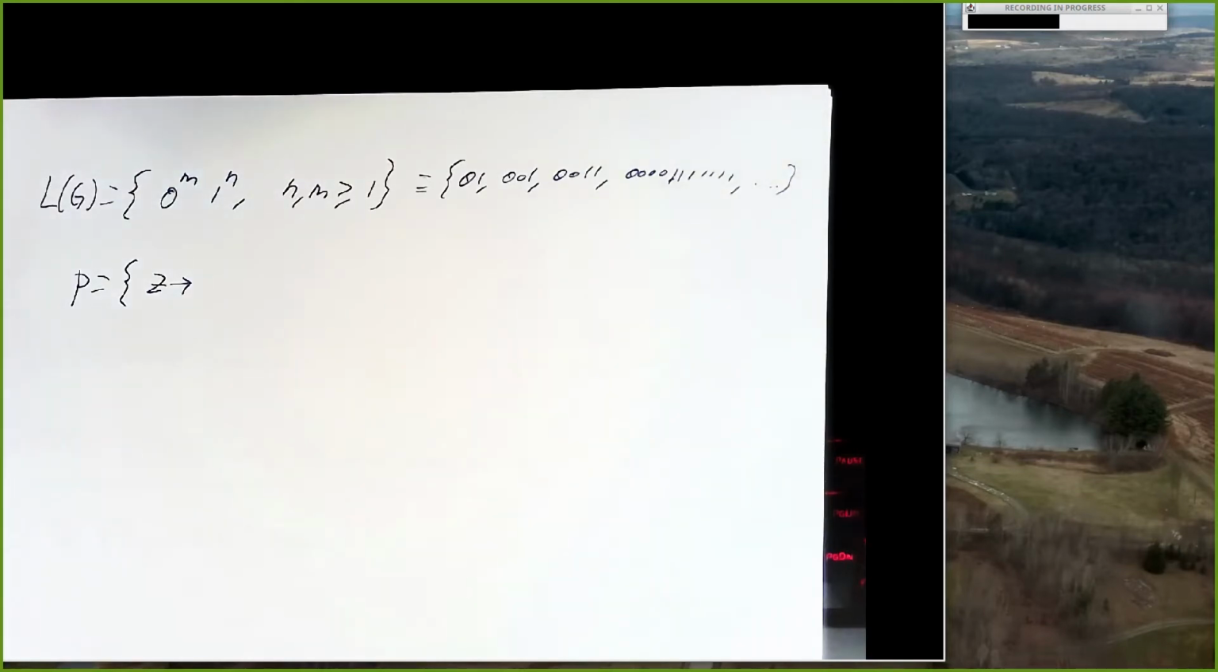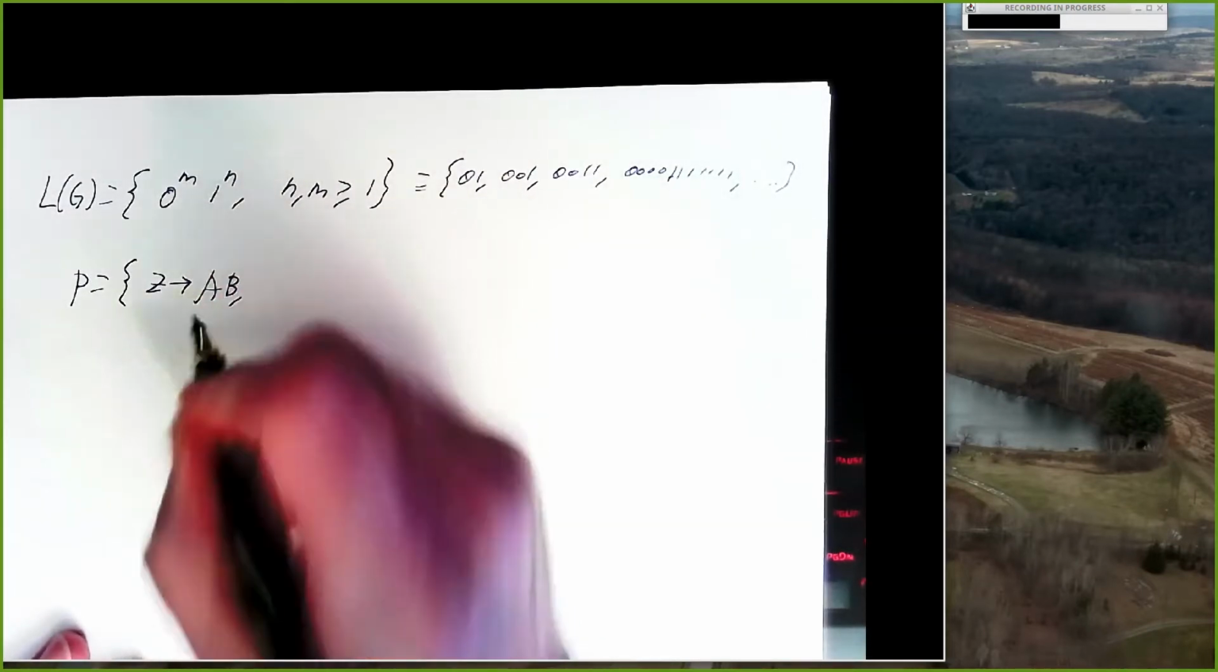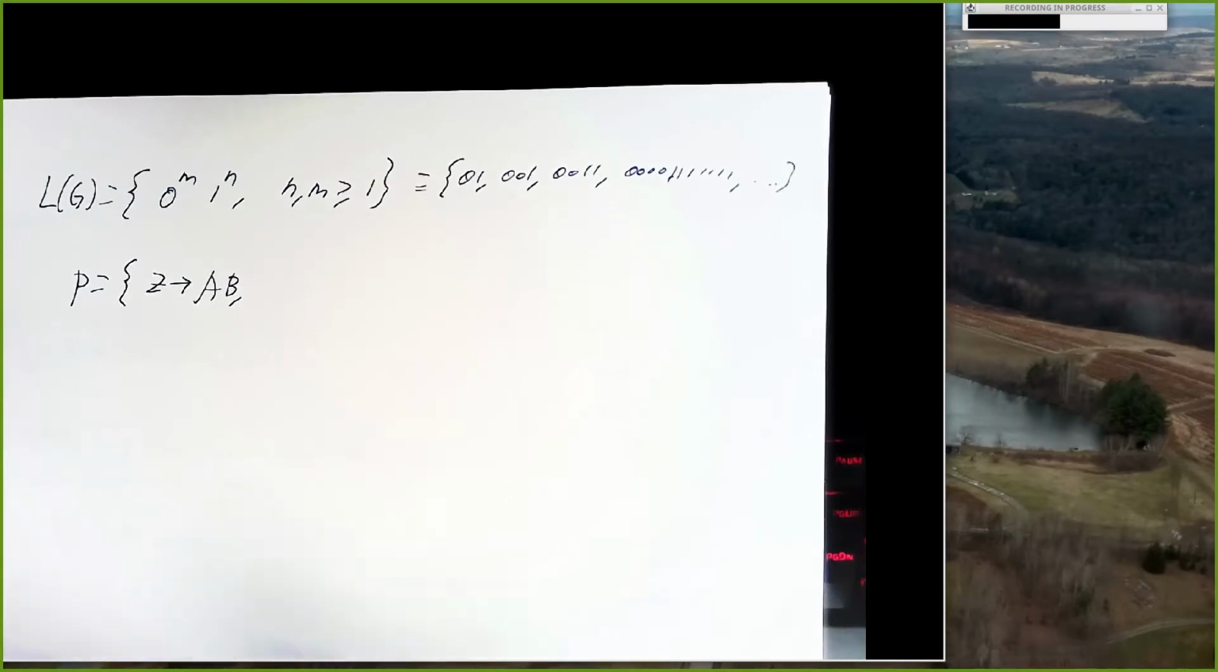Any thoughts how to tackle coming up with a set of production rules for this? I'm thinking make C equal to like A, B, and then A equal to 0 and B equal to 1 or something like that. Cool. No, that's exactly right. So we can modularize this, right? We can break this into functions.